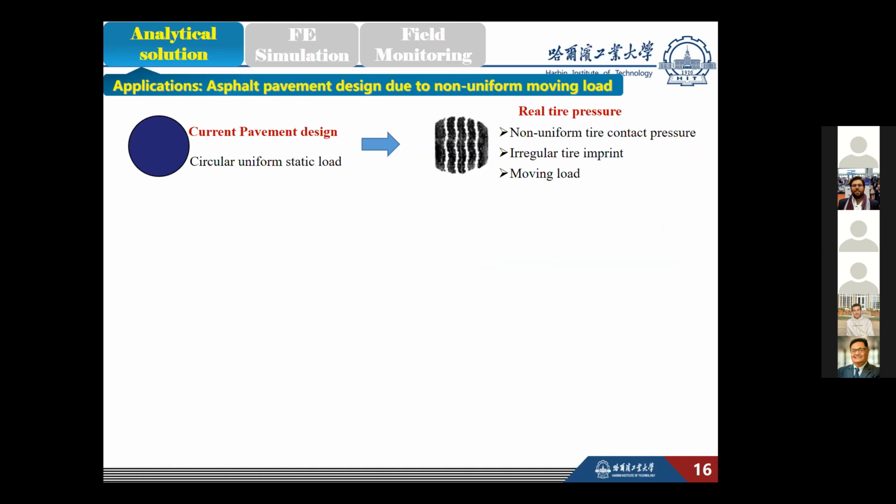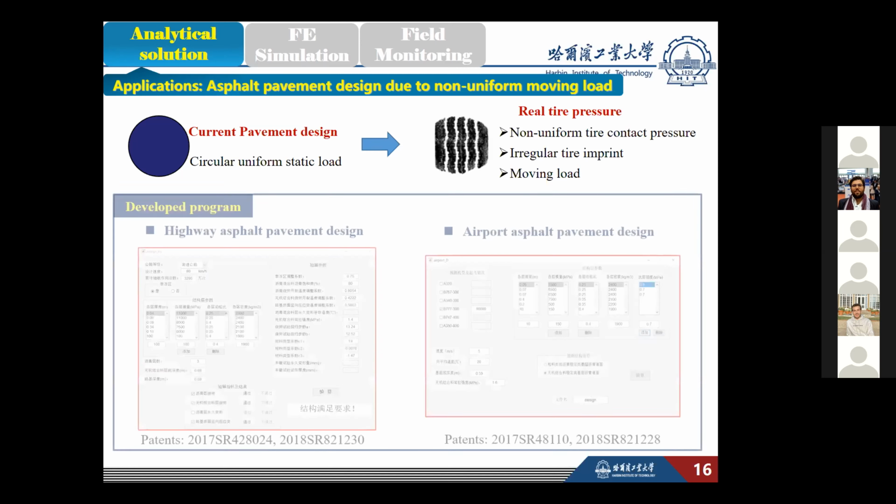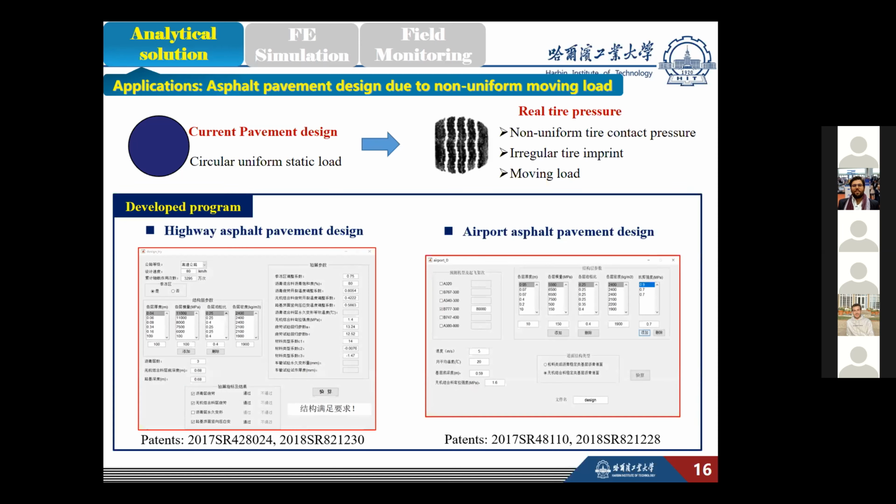Asphalt pavement design considering non-uniform moving load. In the conventional pavement design, vehicle loading is always assumed to be a circular uniform static load. The developed solution or program here could consider irregular tire imprint and moving states by superpositioning some small rectangular moving units.